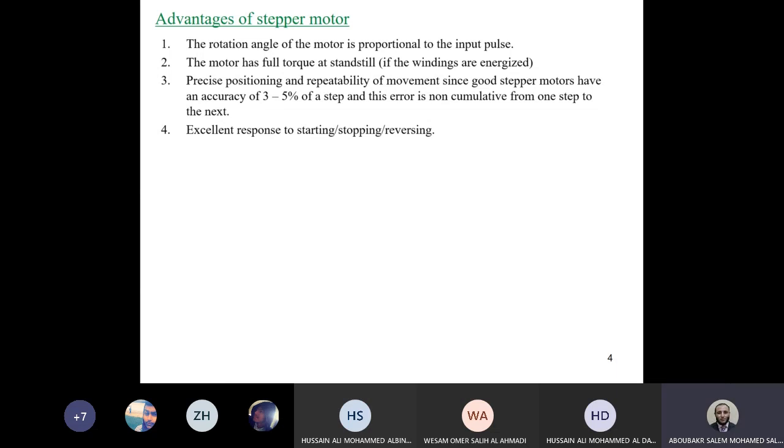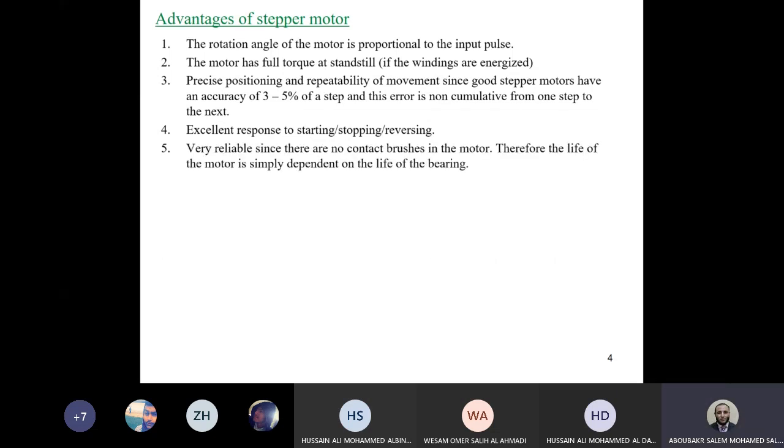Excellent response to starting, stopping, and reversing compared to other motors. Very reliable since there are no contact brushes in the motor, as we will describe in the construction. No brushes or commutators are used in this motor, so the lifetime of this motor depends only on the bearings of the machine.